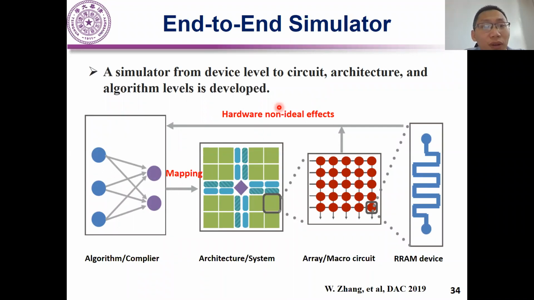We first develop an end-to-end simulator from device level to circuit, architecture and algorithm levels. The device level considers the physics-based compact model, including many non-ideal effects. So we can perform high-level design while considering all the bottom-level constraints.